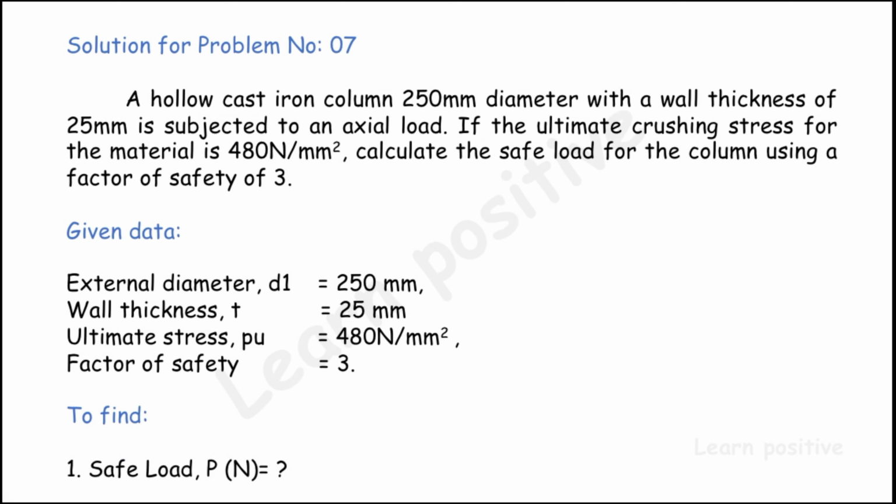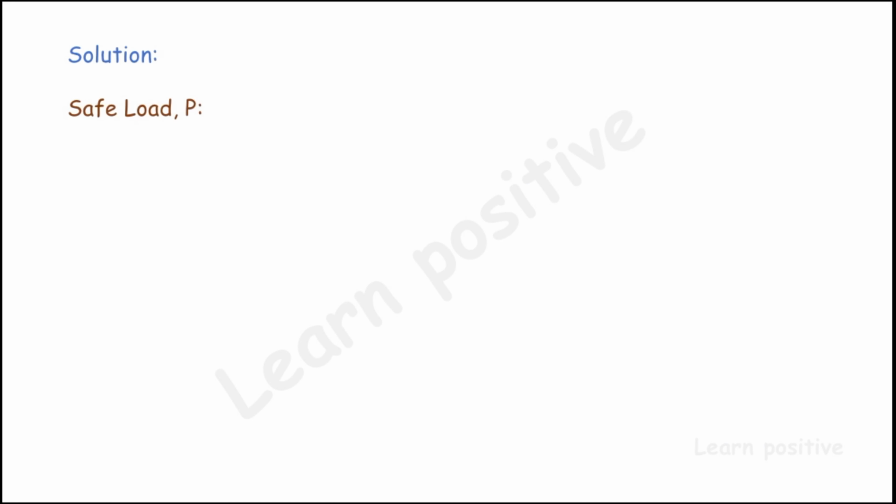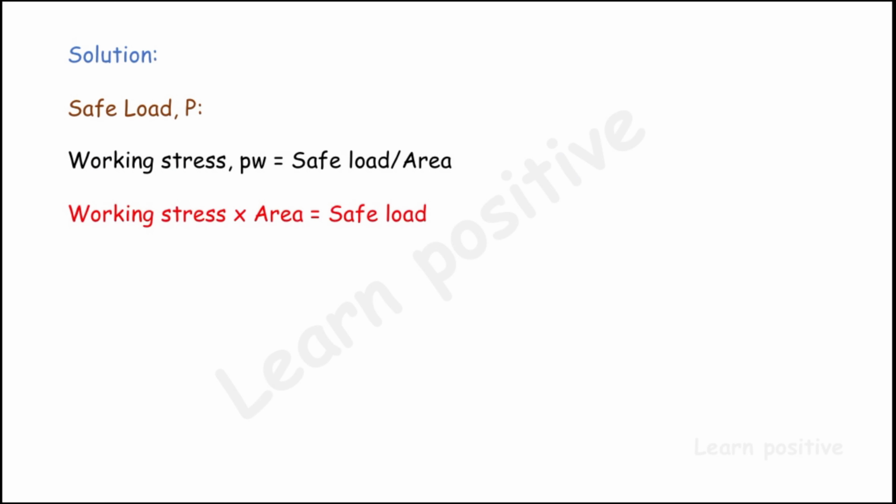Before going to the solution, we want to think about what formula we are going to use here. We have to find the value of safe load, which is otherwise called the working load. So for the working load, we have to use the formula of working stress. Working stress equals safe load divided by area. Since I am going to find the safe load, I transfer the area from right to left, so it becomes multiplication. Working stress into area equals safe load. This is the formula we are going to use.